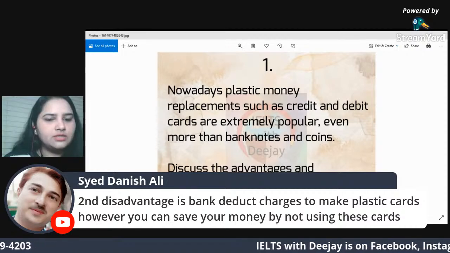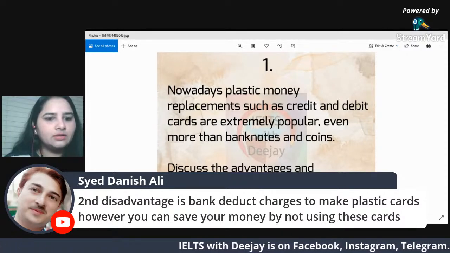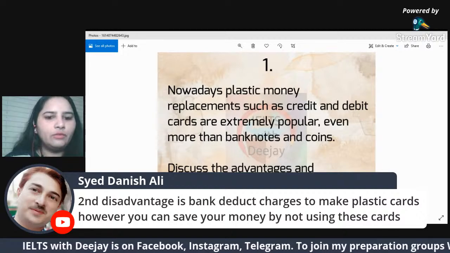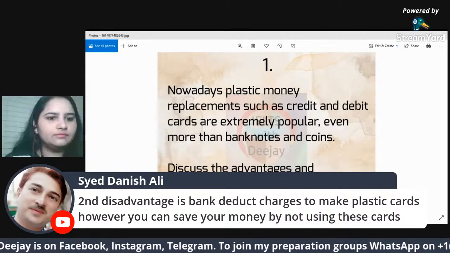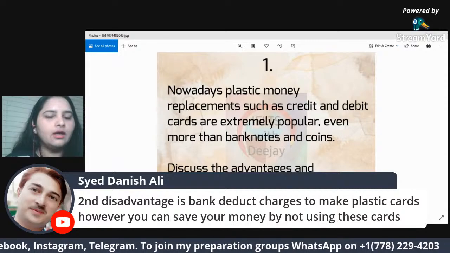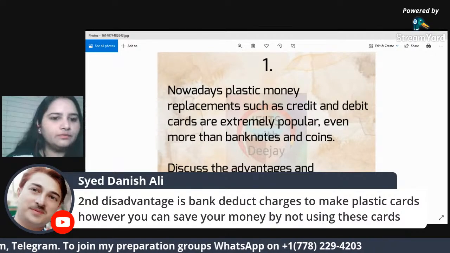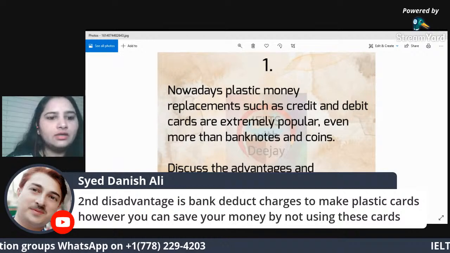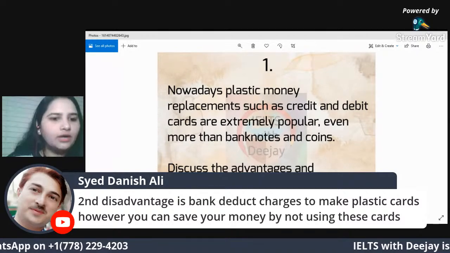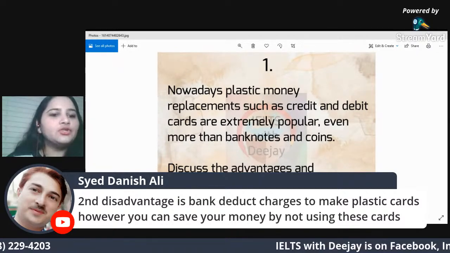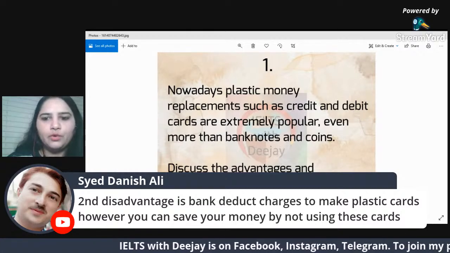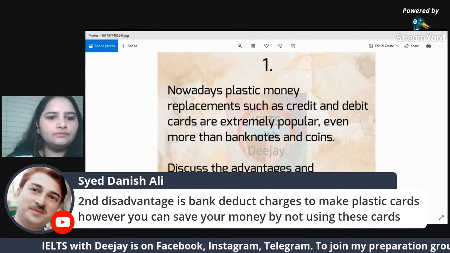The second disadvantage is that the bank deducts charges to make plastic cards. However, you can save your money by not using these cards. You can say that because there are charges as well. If you want to use a card, you have to pay the charges. The yearly charges are there. So you can say that, but that should be your second idea. Yeah, it's your second disadvantage only. Okay, very good.